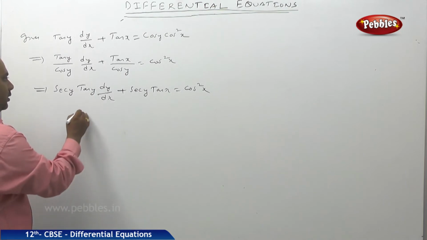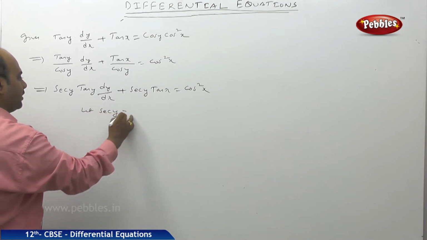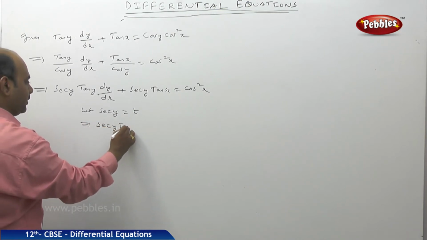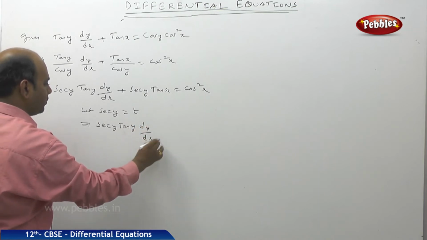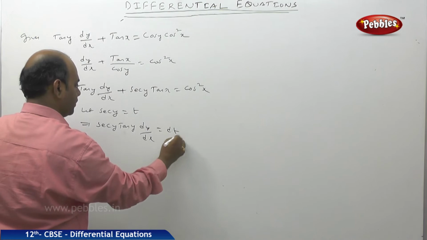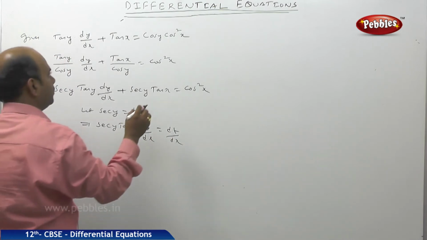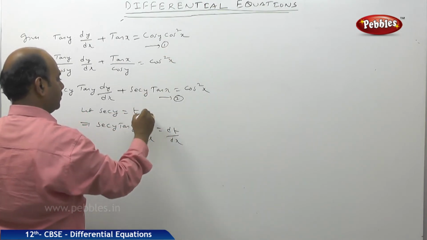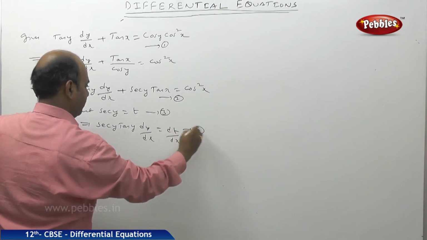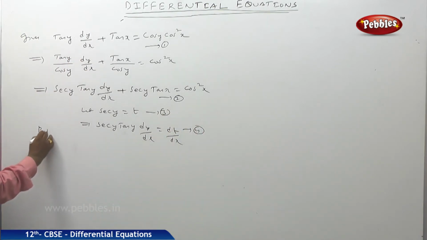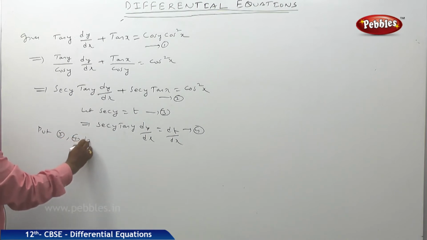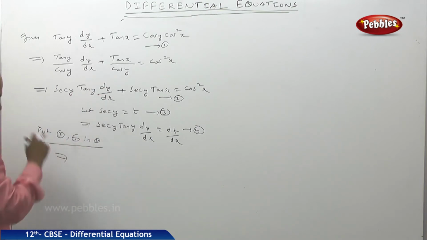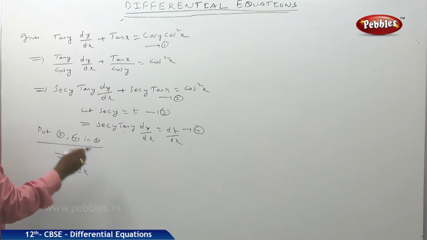So I will put secant y is equal to t. Derivative of secant y is secant y tan y, so secant y tan y dy by dx, because we are differentiating with respect to x, is equal to dt by dx. So I will call this as 1, this as 2, this as 3, this as 4. Put 3 comma 4 in 2. So wherever secant y tan y dy by dx is there, we need to write dt by dx.